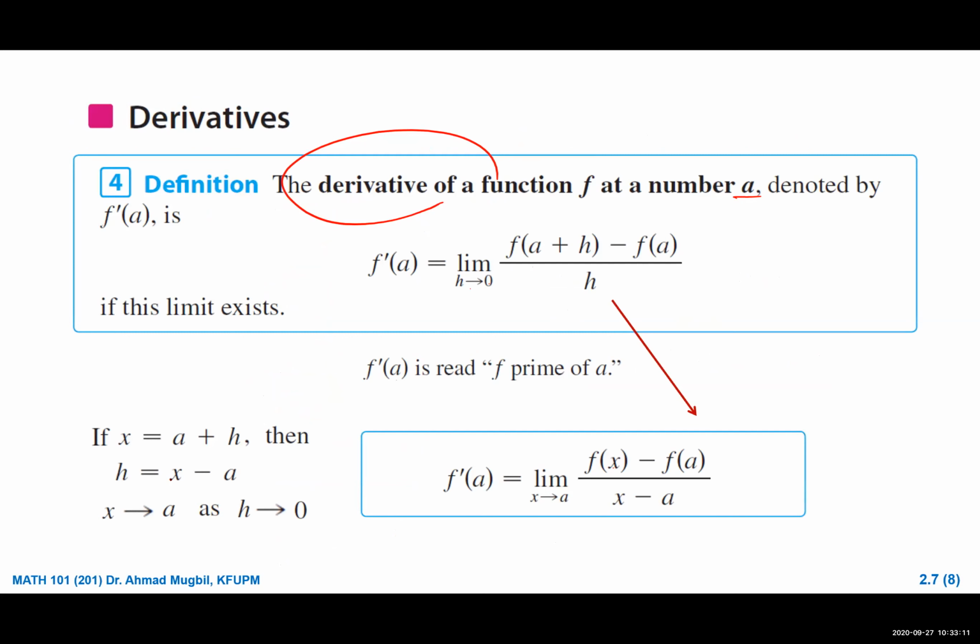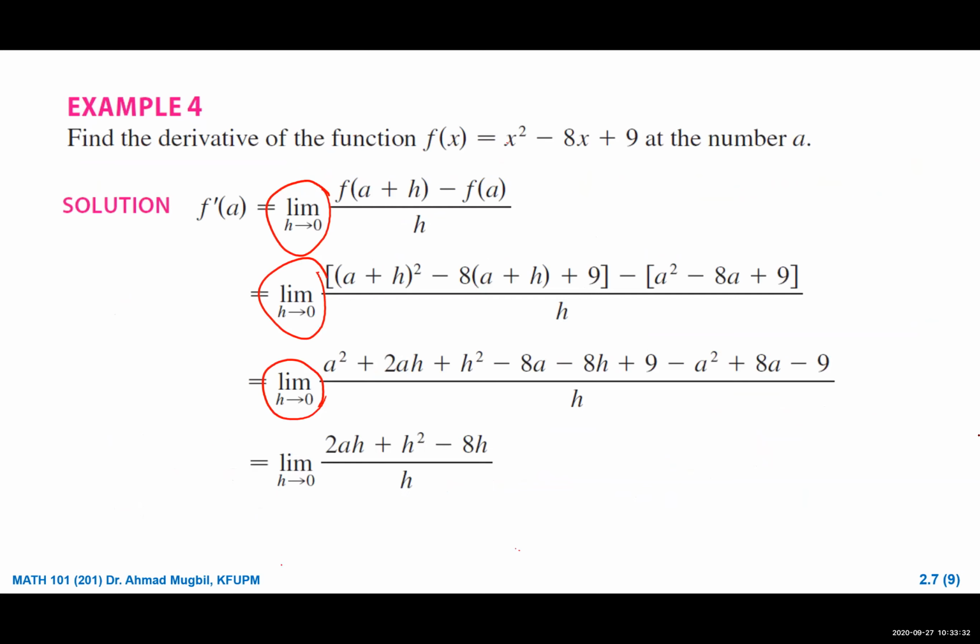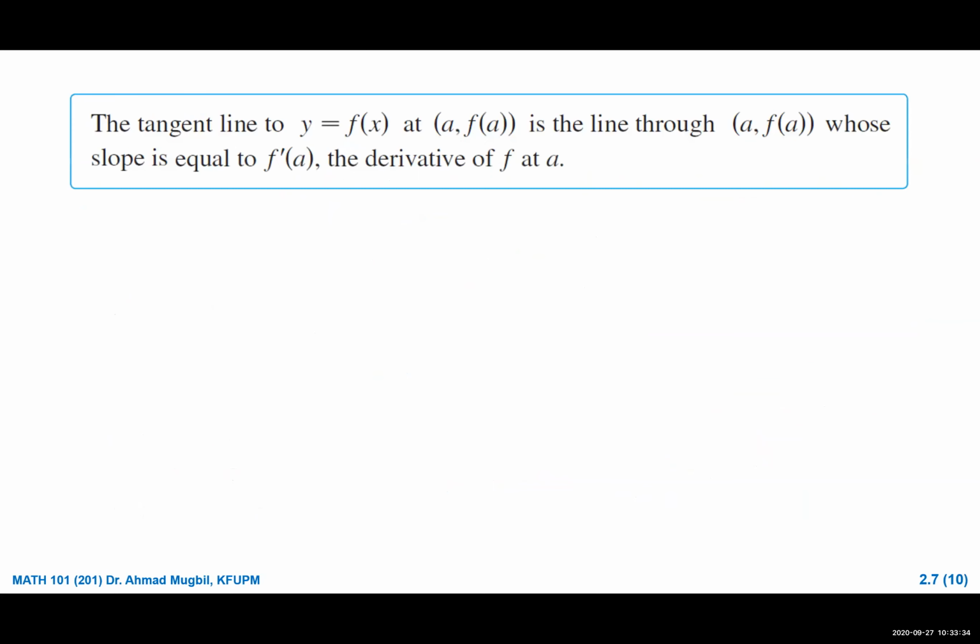Because what is h? H is x minus a. When x approaches a, when x goes to a, x minus a will go where? It will go to 0, which is h. This is h. I hope this answered your question. Is that clear, ya Mish'al?